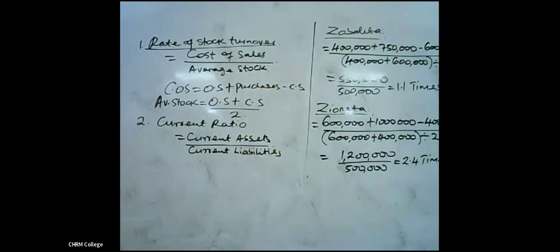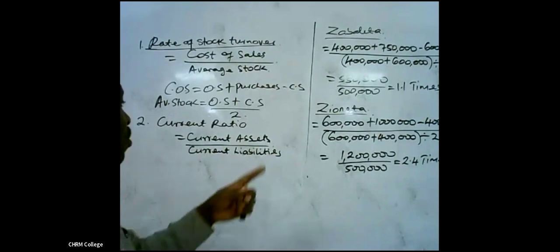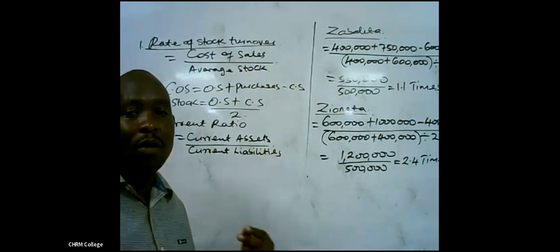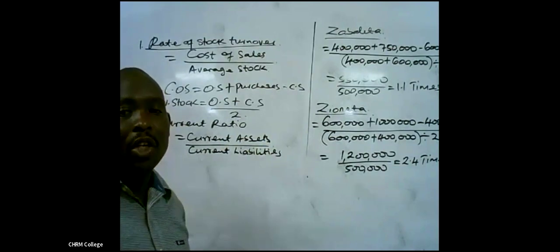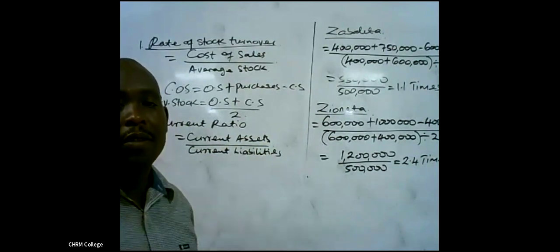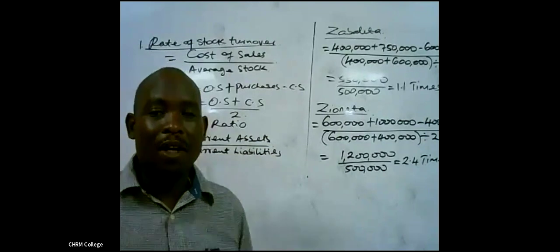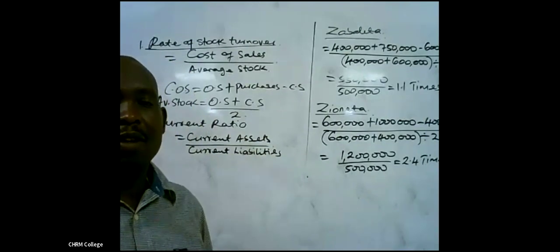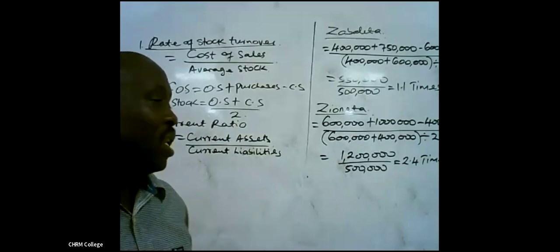By now, I hope you know which are the current assets in a business, and also which are the current liabilities. The current assets are the short-term assets, those that will not be in the business for long. They include cash, inventory, debtors, cash at bank, and even prepaid expenses and accrued income.